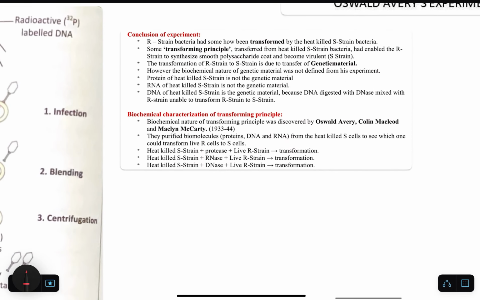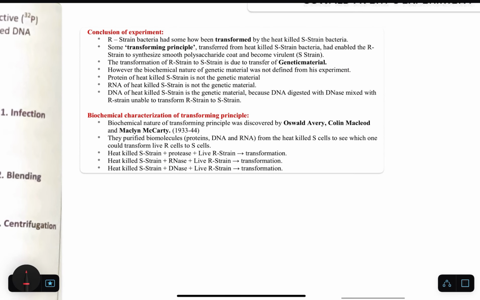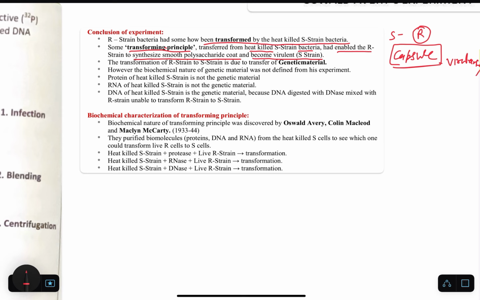Let us discuss its conclusion. He says that the R strain bacteria had somehow been transformed by the heat-killed S strain bacteria. Some transformation principle transferred from heat-killed S strain bacteria had enabled the R strain to synthesize a smooth polysaccharide coat and become virulent. So he says that if something from the S type migrates to the R type, the R type produces a capsule around itself, acquires the property of virulence, and may cause pneumonia due to this capsule.